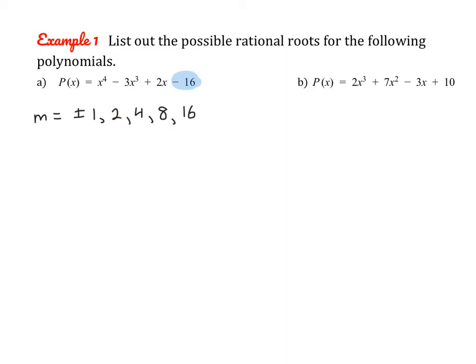And then we need to list out all of the potential n values, which are all of the factors of our leading coefficient, which in this case is 1. So there's only one factor of 1, maybe plus or minus 1. So now we need to create all of the possible combinations of m over n. So all of these again will be plus or minus. So we do 1 over 1, which is 1. Then we have 2 over 1, 4 over 1, 8 over 1, and 16 over 1.